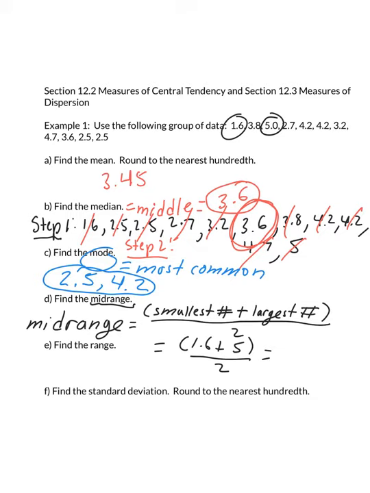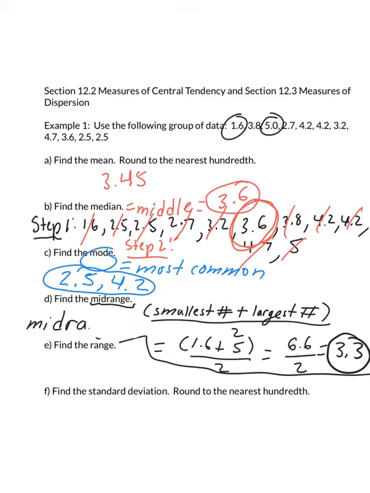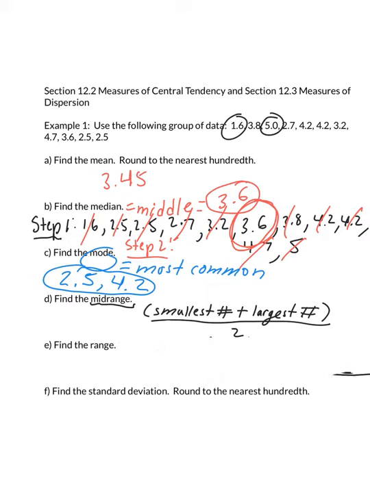I like to just play it safe, and I like to do it in 2 steps. So I'm going to do the 1.6 plus the 5 for 6.6. Then I'll divide that by 2, and I see that 3.3 is my mid-range. Final answer for mid-range, 3.3. I'm going to go ahead and move that answer up since I don't have a lot of room to write here. I'm going to try to leave the formula there.